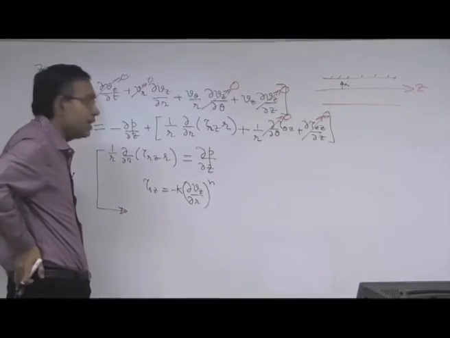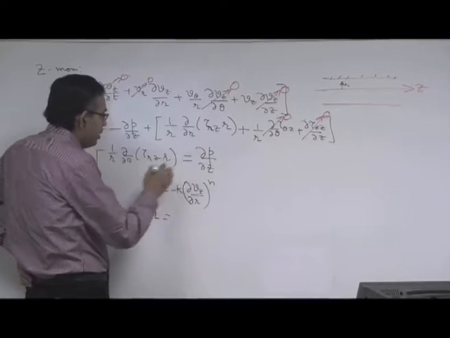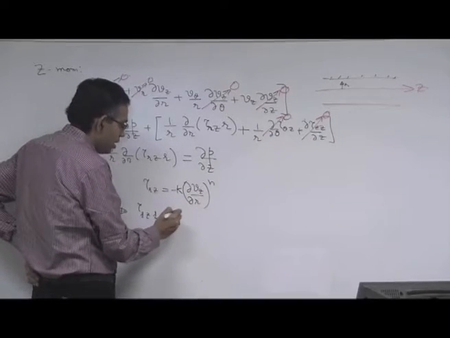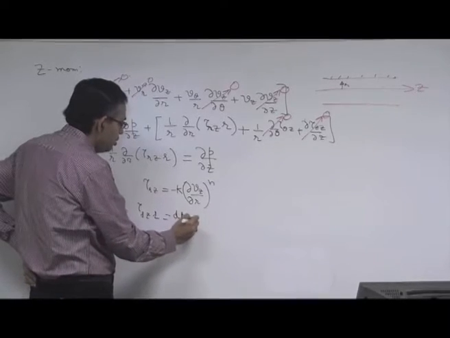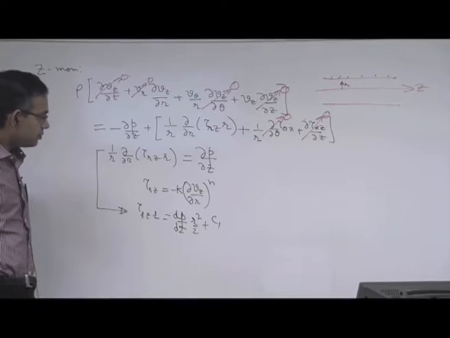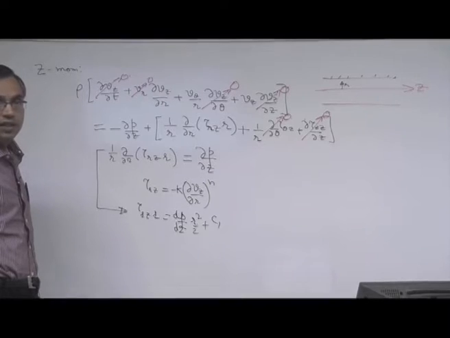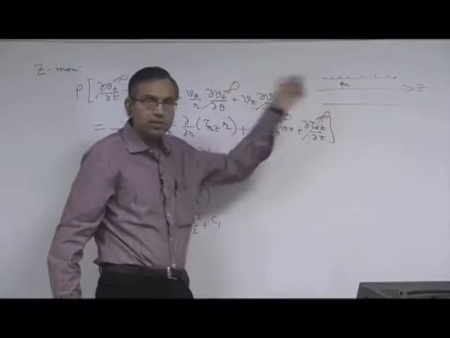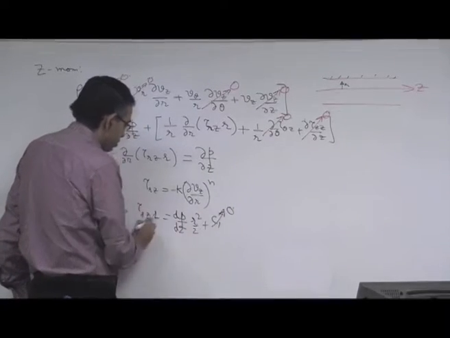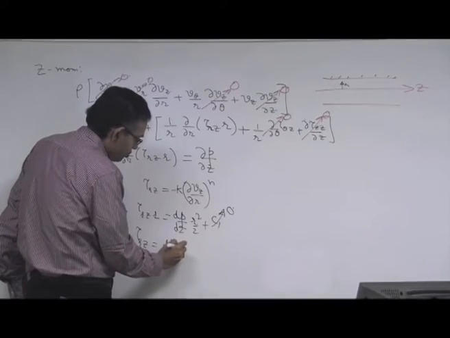Now we will first integrate this. So tau rz into r: this is a function of r only, this is a function of z only, therefore each is equal to a constant, so this will be dp dz, which is a constant, into r square by 2 plus c1, right. Now, at r equal to 0, tau rz is equal to 0, because of the symmetry in the velocity profile. So that means c1 equal to 0. So tau rz is equal to dp dz into r by 2.